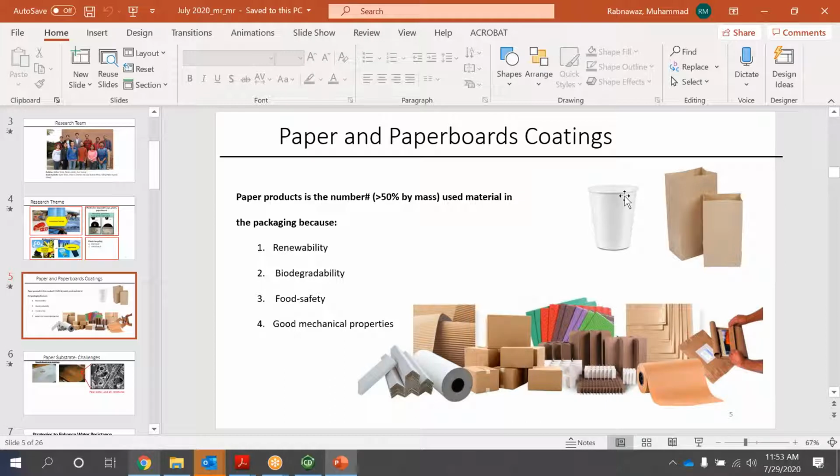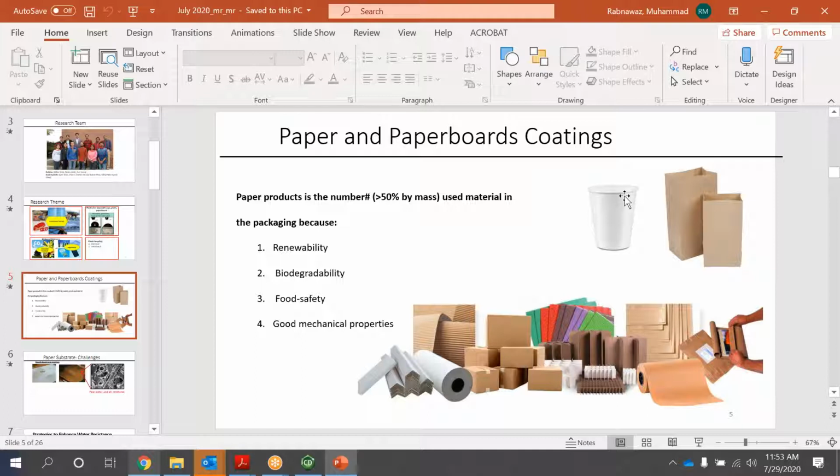Do you know how much paper board is used in packaging applications? Paper-based products by mass, 50 to 58%, are used in packaging.